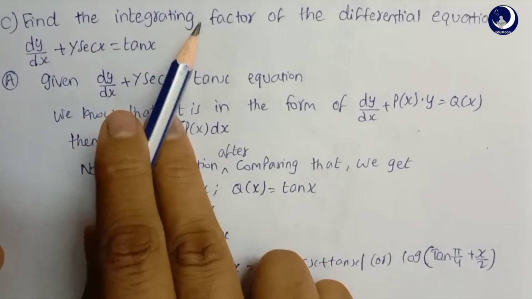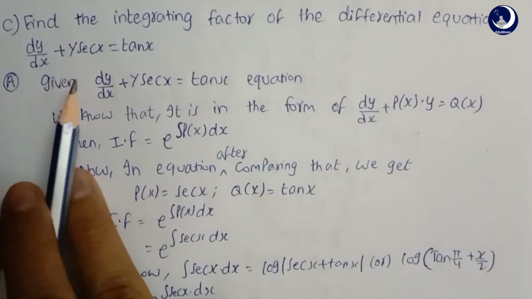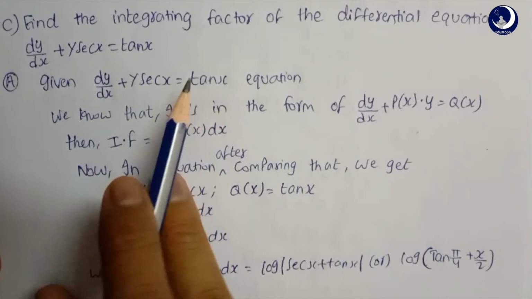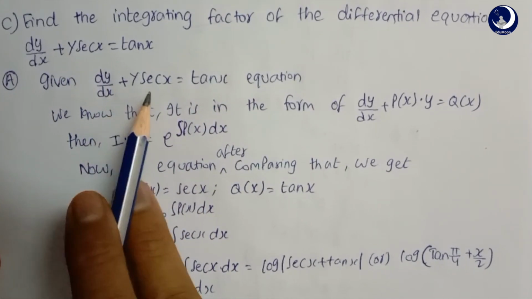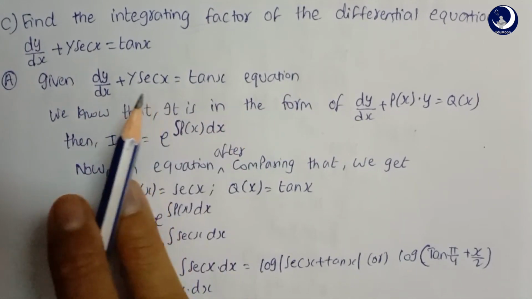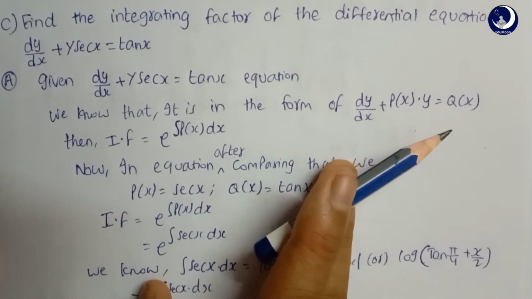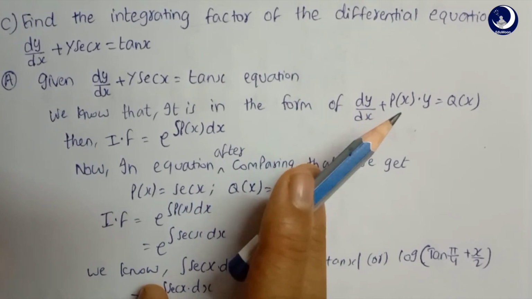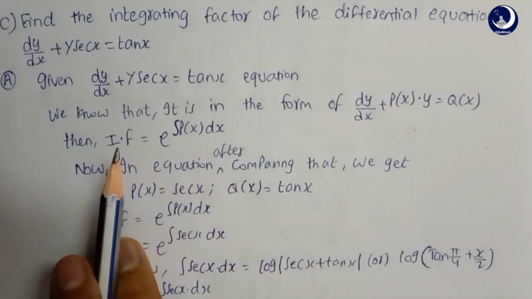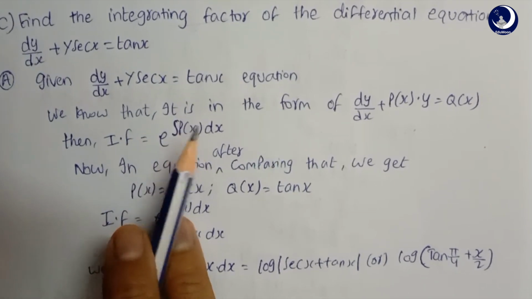Find the integrating factor of the differential equation. Here we are given the differential equation dy/dx + y sec x = tan x. We know that it is in the form dy/dx + P(x) y = Q(x). That means P(x) is sec x and Q(x) is tan x. For this form, the integrating factor is e to the power integral of P(x) dx.